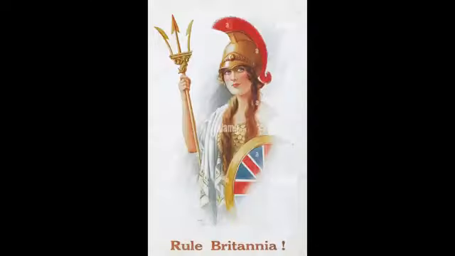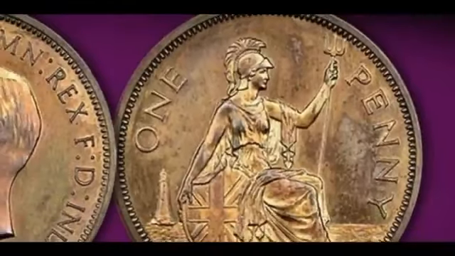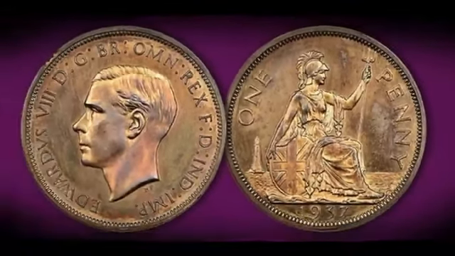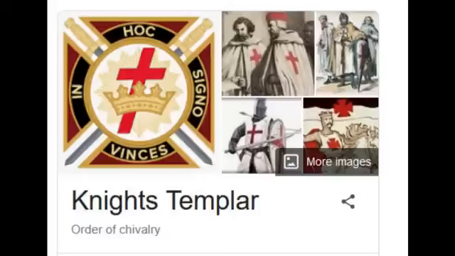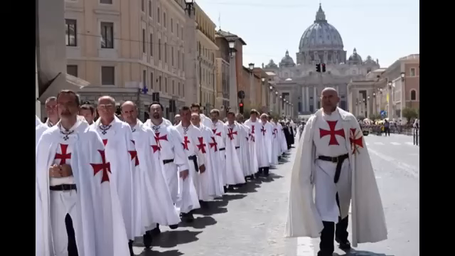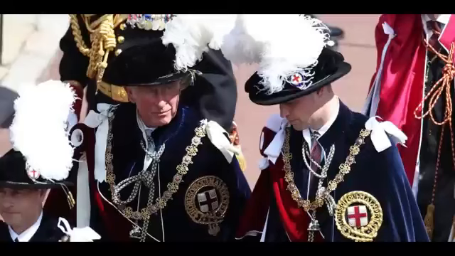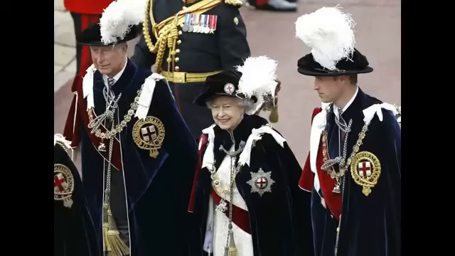Roman rule over Britain ended over 1,500 years ago, so the history books tell us, yet they still keep these symbols. The Knights Templar were a Roman Catholic military order, and the establishment in the UK royal family are all in that club. They wear the cross, the Knights of Malta. Just look at them. Look at what they wear and their connections to Freemasonry. Again, very obvious, very clear, all in the club.